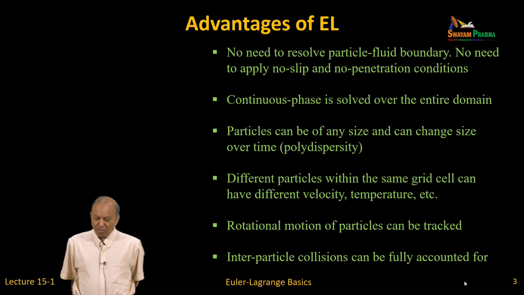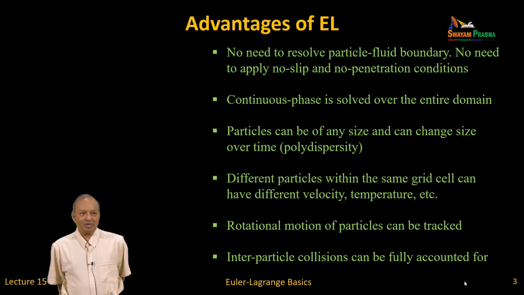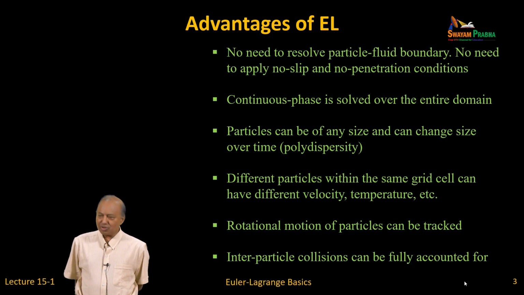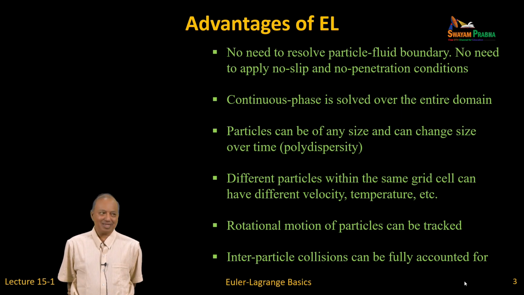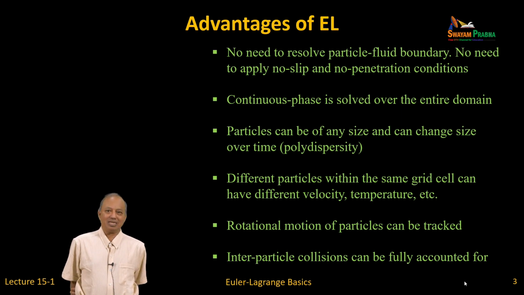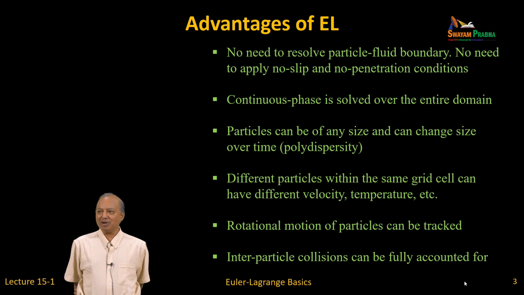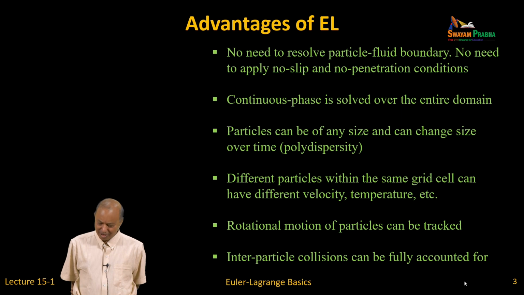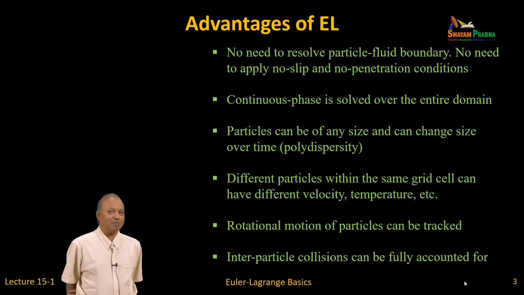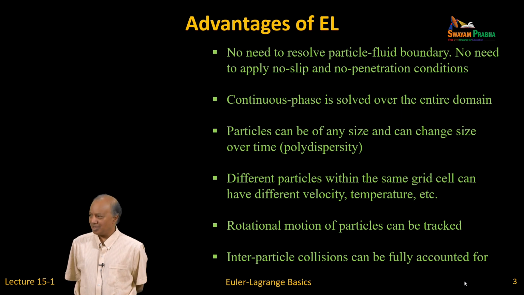Now, what are the advantages of Euler-Lagrange? Well, no need to resolve the particle. That's the biggest advantage, because a particle-resolved simulation, which we saw in the previous lecture, is painful. As the particle moves around, you have to move the grid or use an immersed boundary, some such nasty technique. And also you can only take care of limited numbers. So the biggest advantage is that there's no need to resolve the particles, no need to apply no slip, no penetration, all those boundary conditions. So your numerical approach becomes much easier in a way.